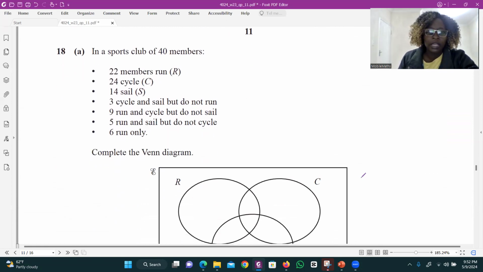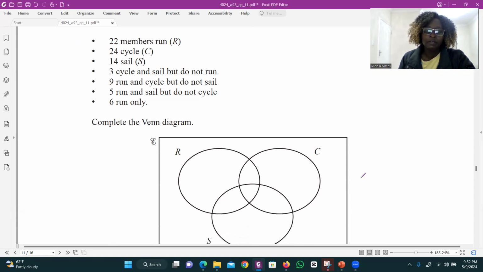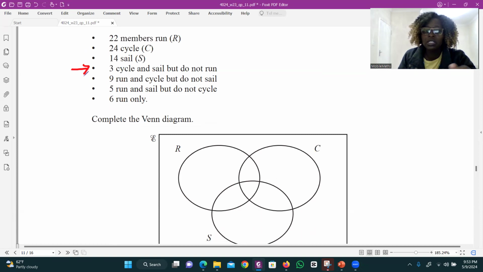We are now on Venn diagrams. They are saying in a sports club of 40 members, 22 members run. When they run, we use R; when they cycle, it's C; and sailing is S. They say complete the Venn diagram. The easiest way is to start from this point here, which is straightforward. 3 people cycle and sail but do not run. So I can go in between cycle and sail, and I have my 3 here.